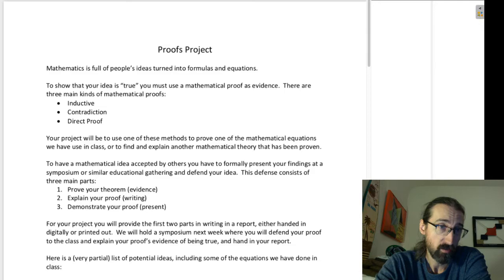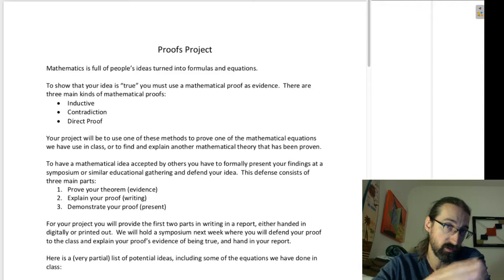Your project, I'm reading here, your project will be to use one of these methods to prove one of the mathematical equations we've used in class, or to find and explain another mathematical theorem that has been proven. So this is a two-part kind of project. You can either do a proof, and I'm going to show you some examples that you can use to do one of the proofs listed below. Or you can do a research project about a proof and do an explanation using someone else's ideas and explaining what it was that they proved, what the theorem is.